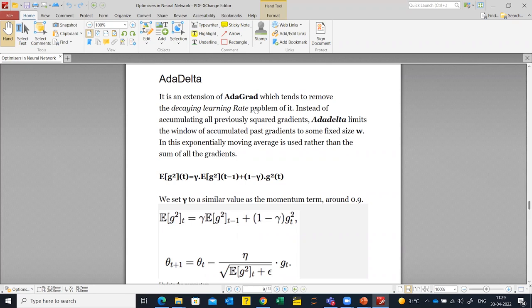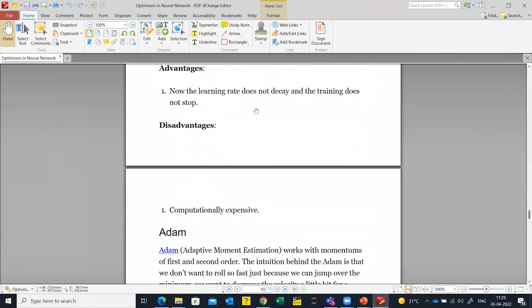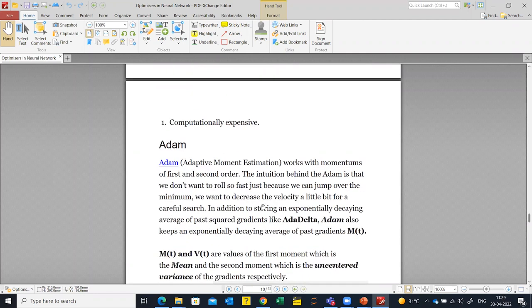It accumulates the past gradients to some fixed size W, right? So it does not cover the entire set starting from the first point to the last point. Okay. Now the advantage is that the learning rate does not decay and the training does not stop. Again, the disadvantage is that it's computationally expensive. Obviously, it is computationally expensive because you are doing the second order derivative.